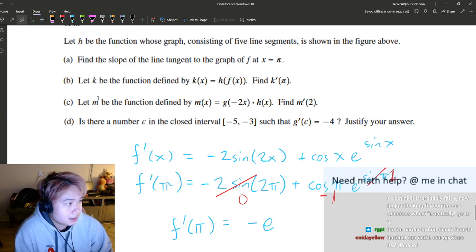Okay, let's see. M is this function. So g of minus 2x times h. And then I need to find m of 2. Okay.